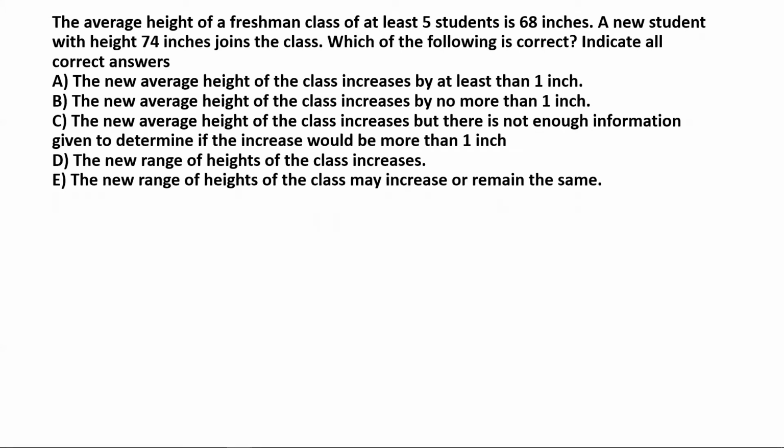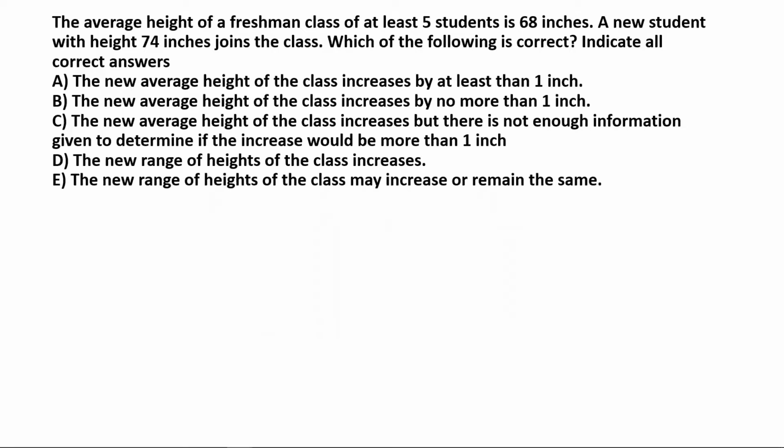So we are given a list of 5 options, and 3 of those relate to how the new average height of the class may change, and the last 2 relate to how the new range of heights of the class may change.